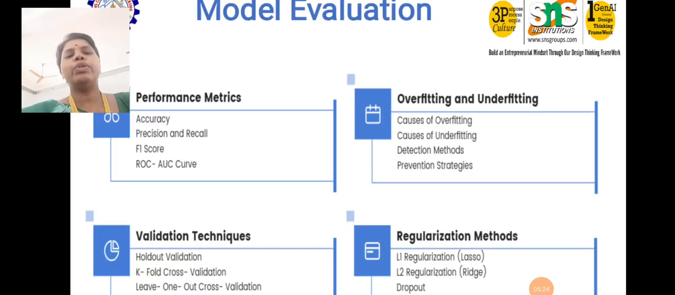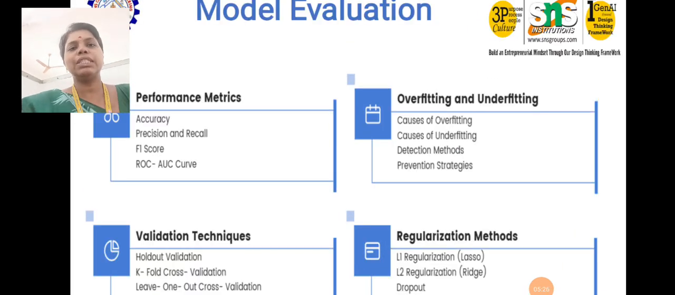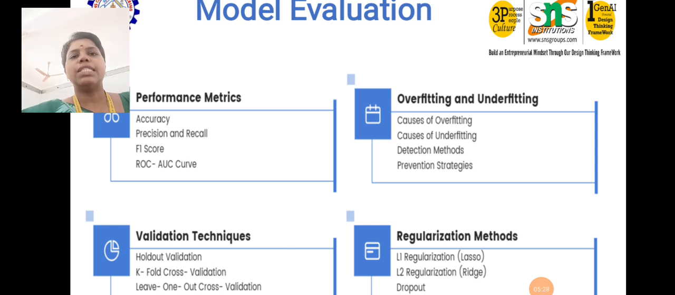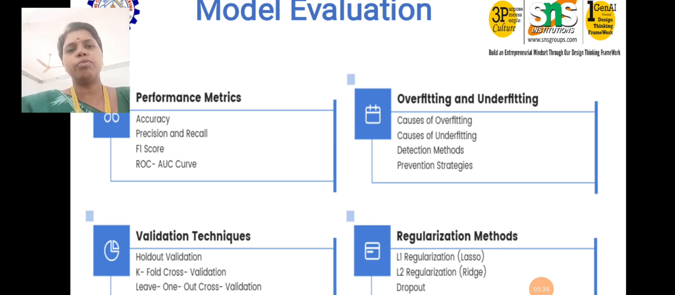While doing the performance metrics, what are the things we need to analyze? That is accuracy, precision and recall, F1 score, and the ROC AUC curve. These are the main things for performance, meaning the result and deliverables, the outcome. So we must consider the metrics: accuracy, precision and recall, F1 score, ROC, that is the AUC curve.